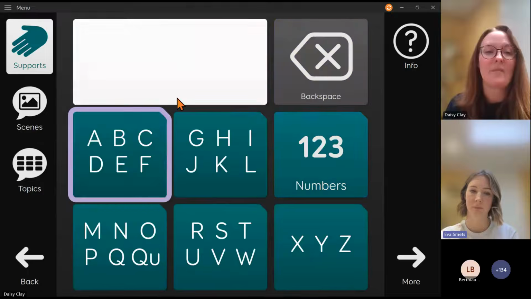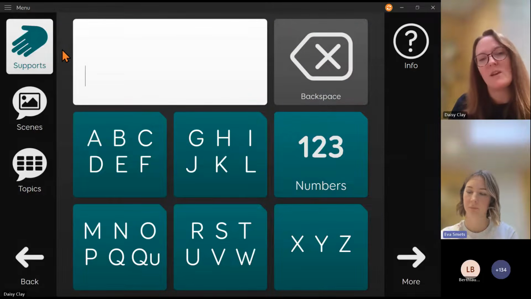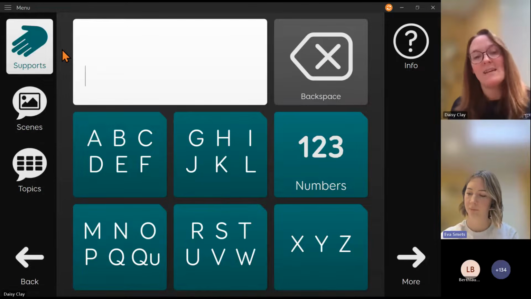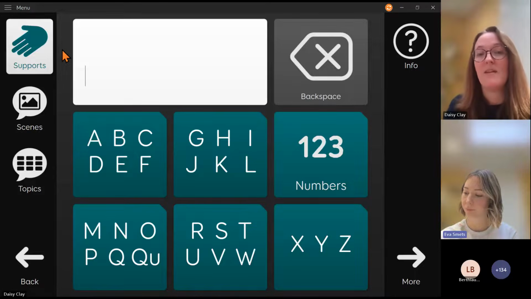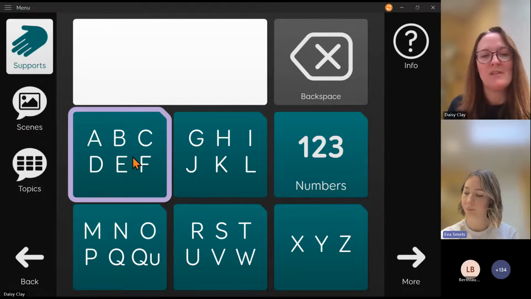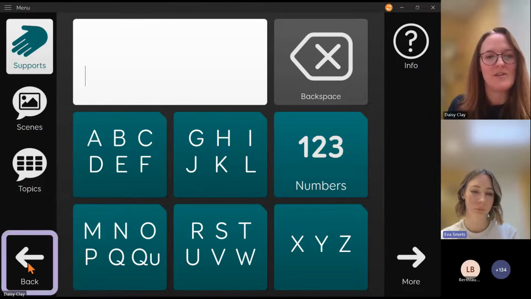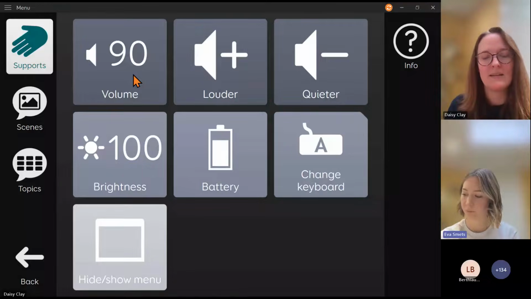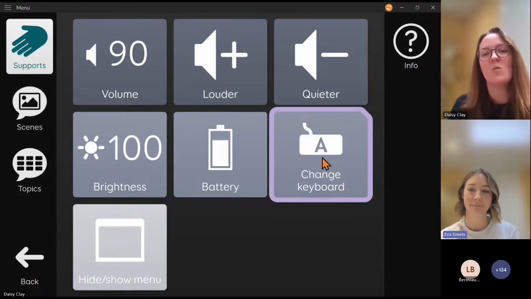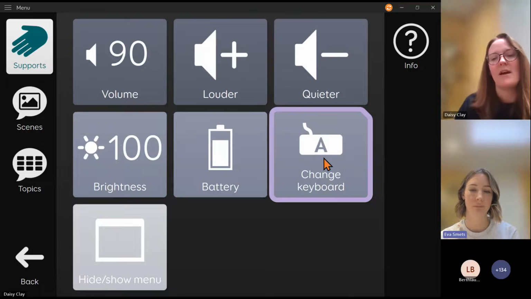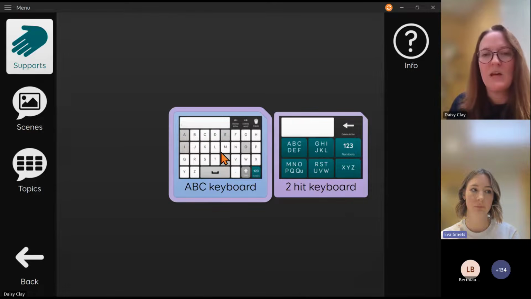So Keyboard. It might be that the person with aphasia isn't using a keyboard, but the person who's communicating with them is using it to support communication, but it's there if it's needed. And we've got different keyboard options. So if I jump back to Settings, there's a change keyboard option here. So you can choose what type of keyboard you would like that other jump to. So I'll just show you the options.